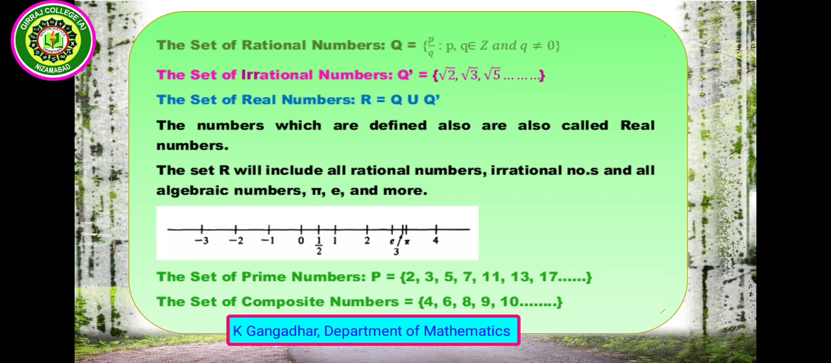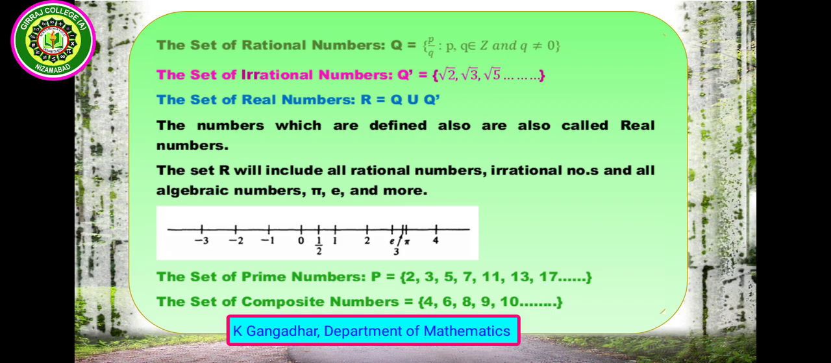Next, composite numbers. Composite numbers means the number which has 2 or more factors is called composite, or a number which is not prime is also called a composite number. These numbers start from 4, 6, 8, 9, 10, and so on. These numbers are called composite numbers. Now we know prime numbers start from 2 and composite numbers start from 4. So now what is 1?